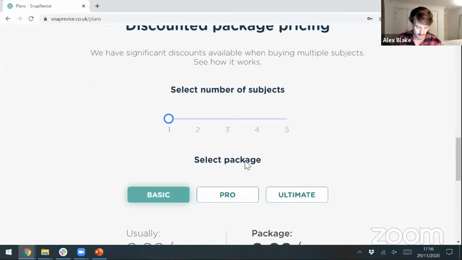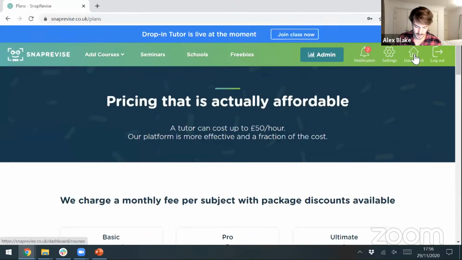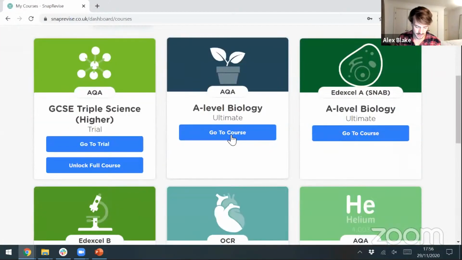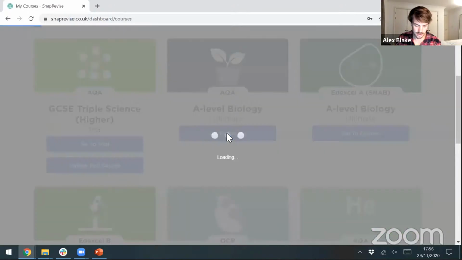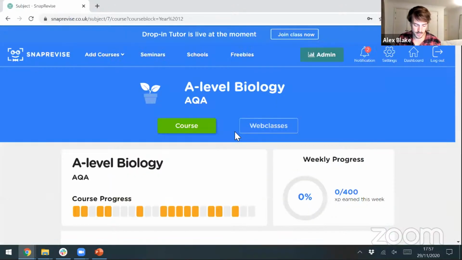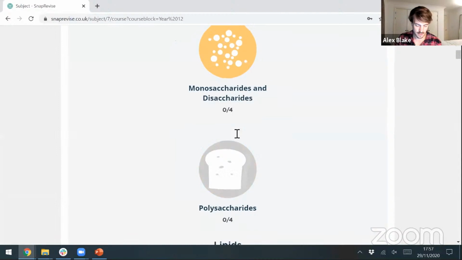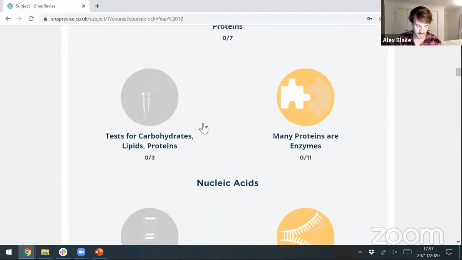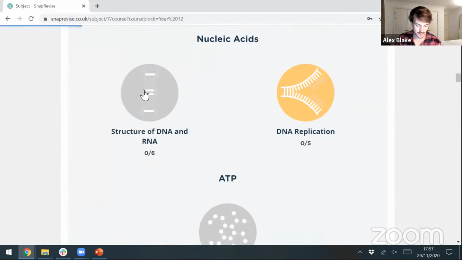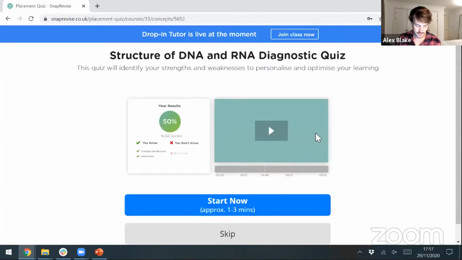I will show you the actual format of what this looks like. So this is like the AQA course. I'll go on AQA because it's probably the most common exam board, or the one most people are doing. We'll look at the ones we were doing today. So we went through nucleic acids today, so we scroll to that.